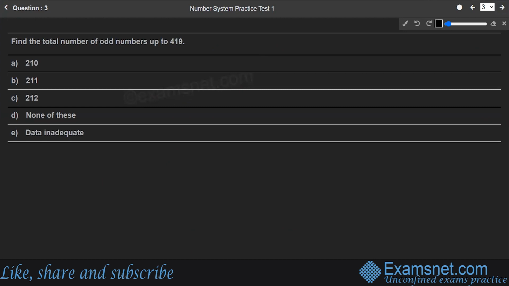Okay, find the total number of odd numbers up to 419. Total number of odd numbers up to 419. There is a simple formula for this, for odd numbers up to a certain number. So we have to find the total number of odd numbers up to 419. 419 itself is an odd number. So the formula says you have to add 1 to the odd number and divide that sum by 2, where n is nothing but the odd number that has been given.